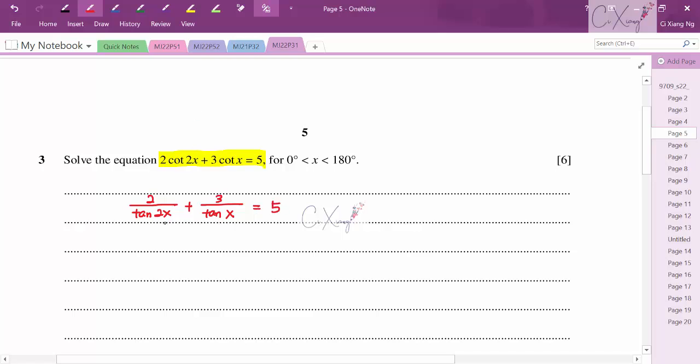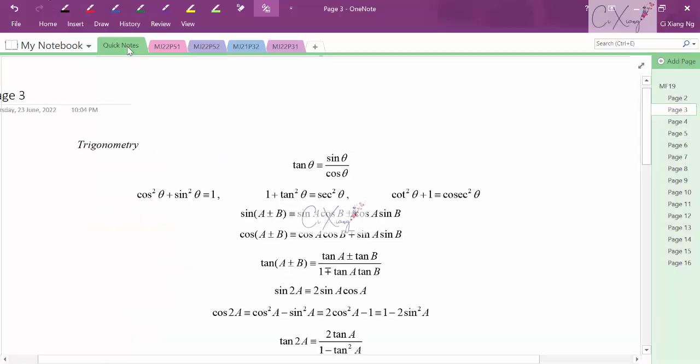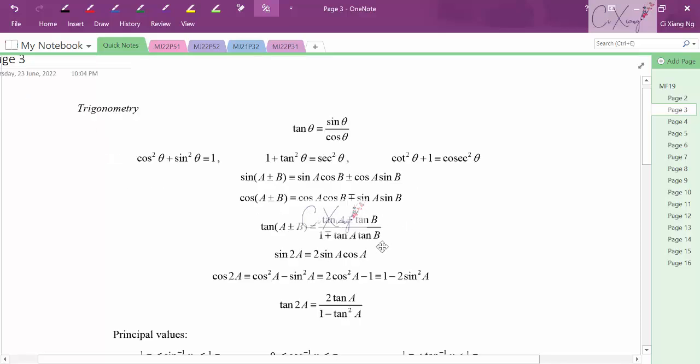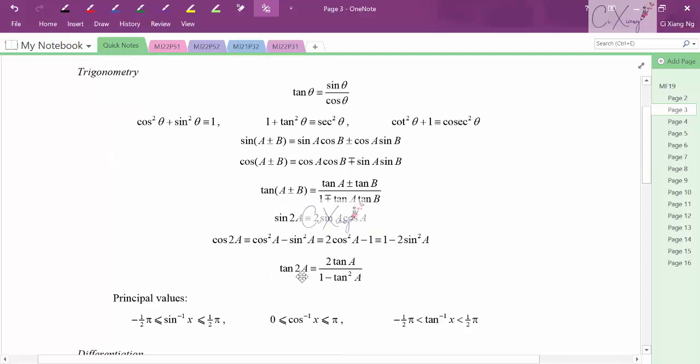For this equation, when we want to solve it, we have to try to express everything either in the same trigo or in the same trigo with the same angle. As an example, we're having tangent 2x here, so if possible, we want to change everything into tangent x. For tangent 2x, it belongs to the double angle formula, and we can expand it by using the double angle formula. It is also provided in the formula booklet, MF19, under the trigonometry part. You can see that this is the double angle formula for tangent 2A. So we can use this formula to expand it in our solution here.